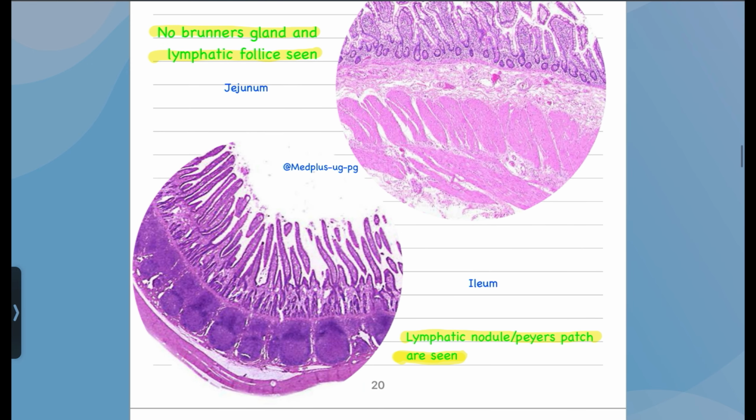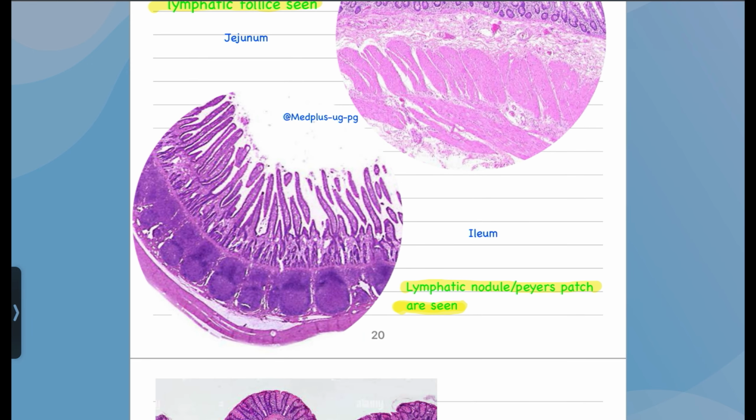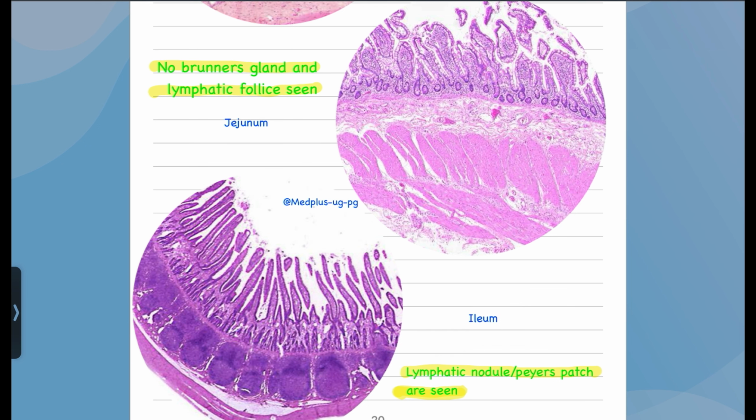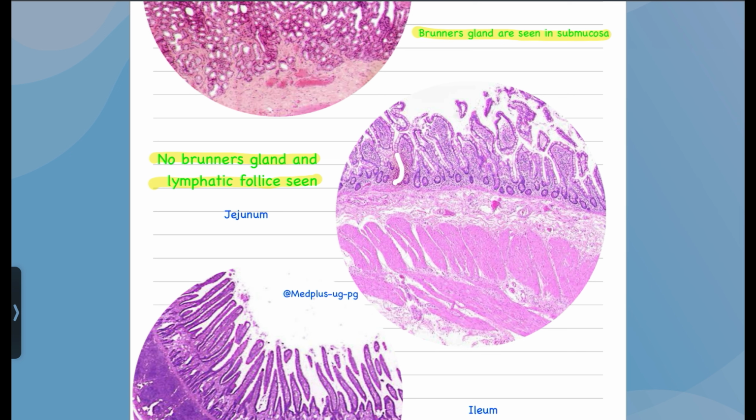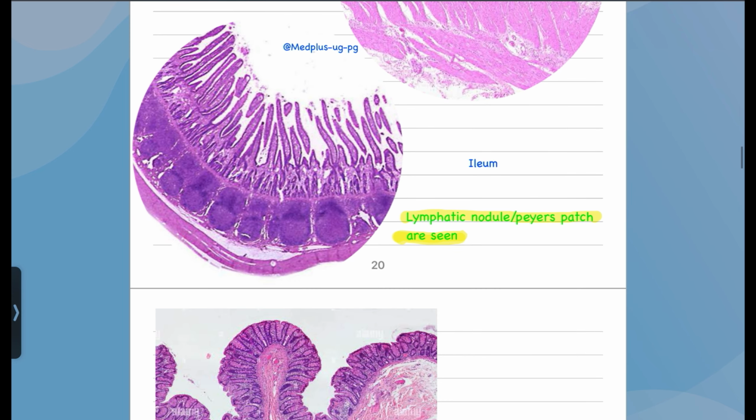Next we will see the ileum. The ileum has finger-like projections, so it is a small intestine. Then it has lymphatic follicles or Peyer's patches in the lamina propria, so we can identify it as ileum. Here both Brunner's glands and lymphatic nodules or Peyer's patches are absent, and we have large finger-like projections. In the submucosa or the lamina propria we don't have any lymphatic follicles or Brunner's glands, so it will be the jejunum. It is the simplest way to identify.